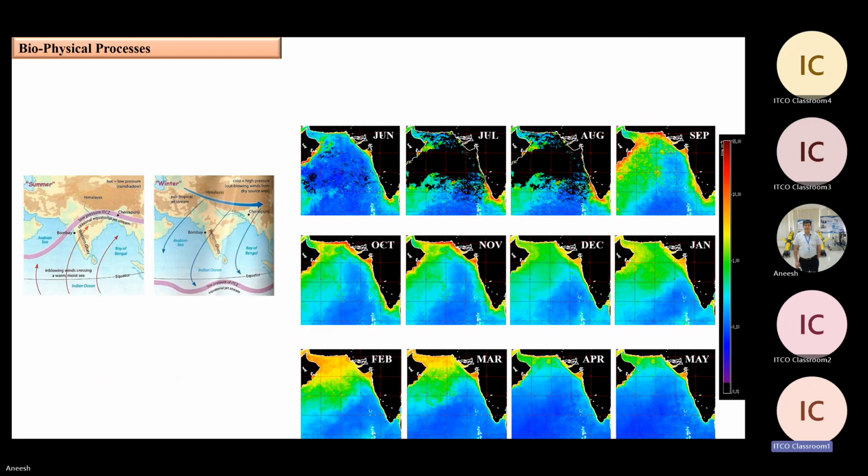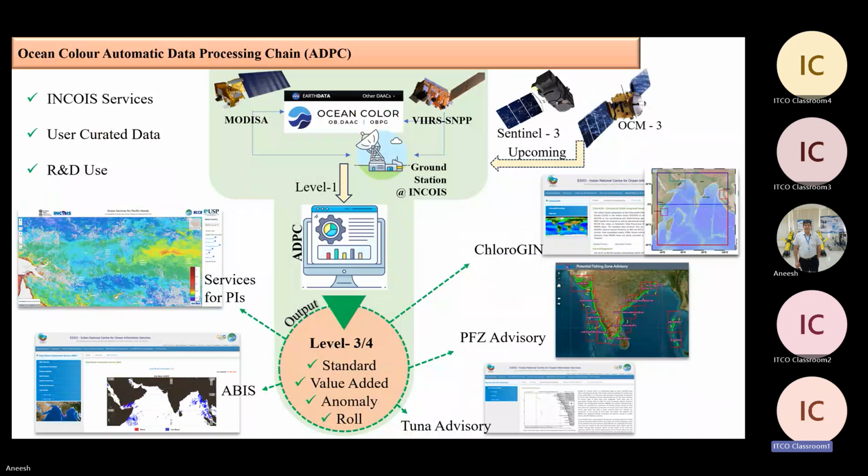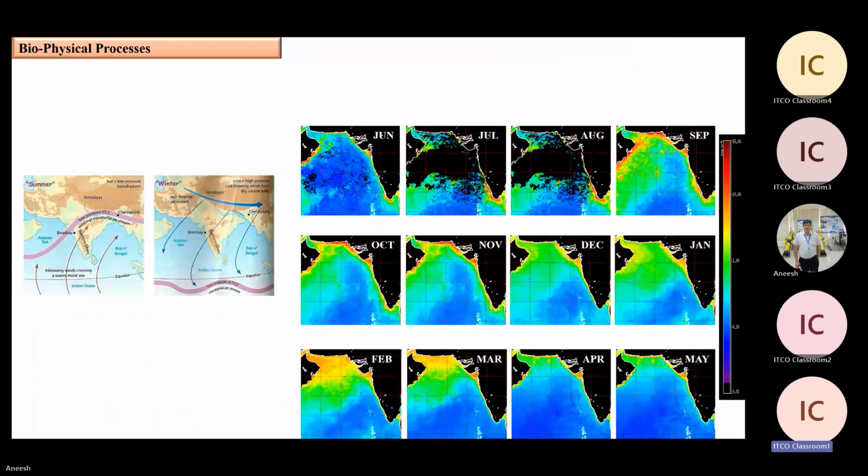The first thing, before I go to the actual services, I just want to show a few applications of the ocean color remote sensing data in general. So what you see here are the monthly composites of chlorophyll from MODIS Aqua. And the peculiar thing to see in the Arabian Sea, this is the North Arabian Sea, the Northern Indian Ocean.